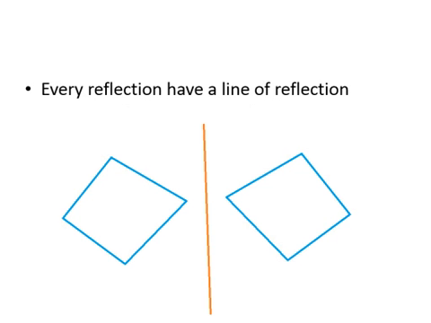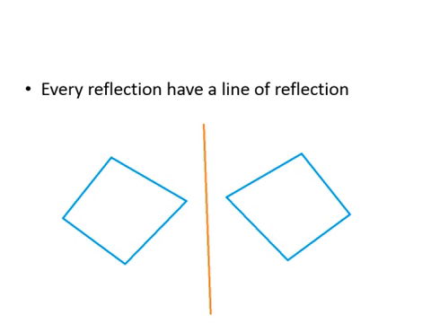Every reflection has what is called a line of reflection. It's not like a line of symmetry. A line of symmetry usually is inside the object. A reflection line is on the outside. So as you see here, these two blue objects are being reflected around that orange line.